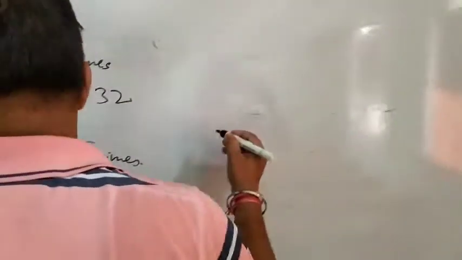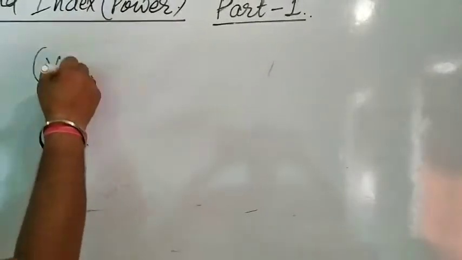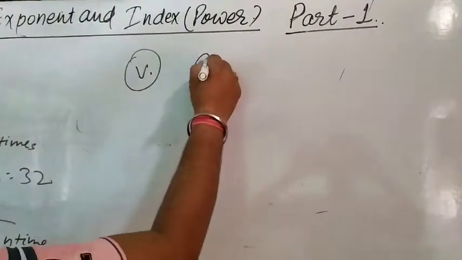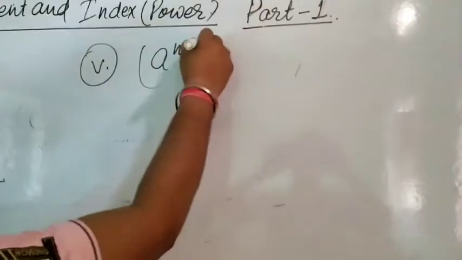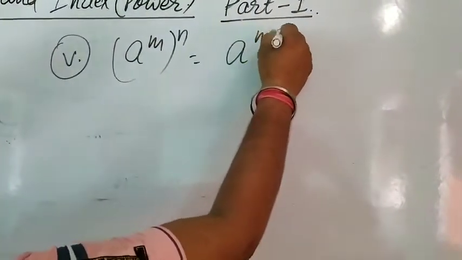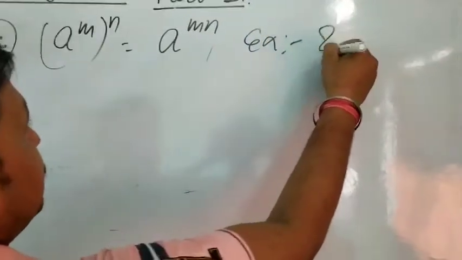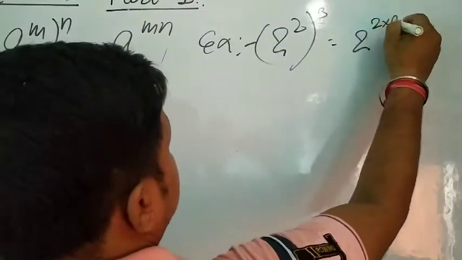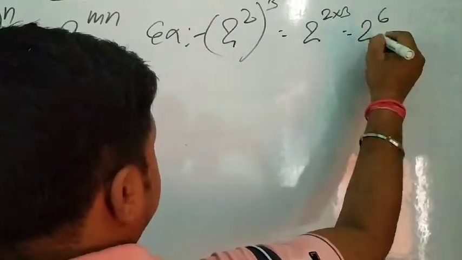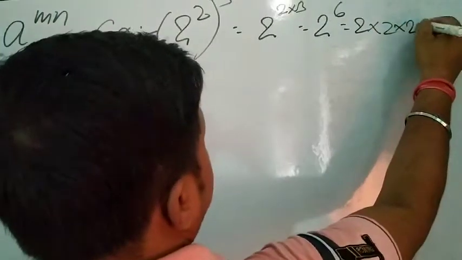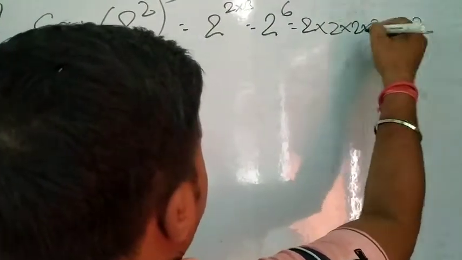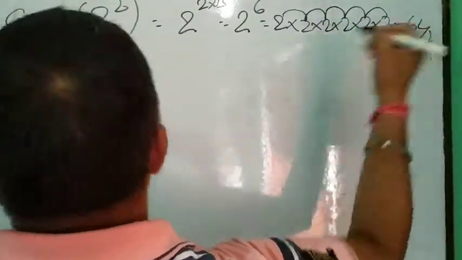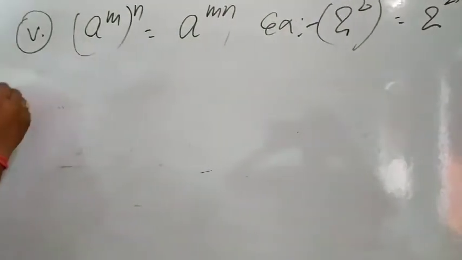In the next formula, a to the power m whole to the power n means a to the power m into n. For example, 2 to the power 2 whole to the power 3 means 2 to the power 2 into 3, that means 2 to the power 6. That means 2 into 2 into 2 into 2 into 2 into 2. 2 2s are 4, 4 2s are 8, 8 2s are 16, 16 2s are 32, 32 2s are 64. In this way you can find these numbers.